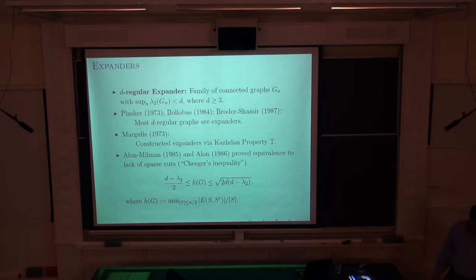And Bollobás showed that you can do this with a uniformly chosen d-regular graph. Among all d-regular graphs, you choose one uniformly, and it will be an expander with high probability. This analysis was refined by Broder and Shamir, and later by Friedman; I'll come to that. So most d-regular graphs are expanders, but that doesn't give you an explicit one. An explicit example was constructed by Margulis shortly after Pinsker's work, using Kazhdan's property (T).